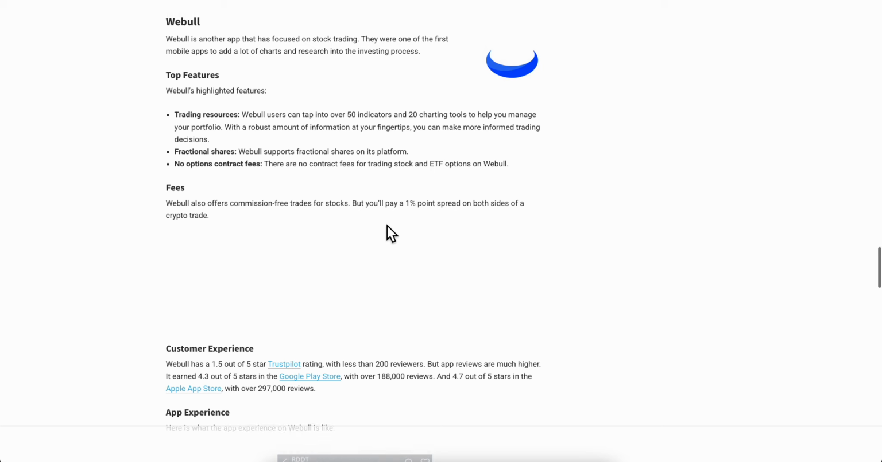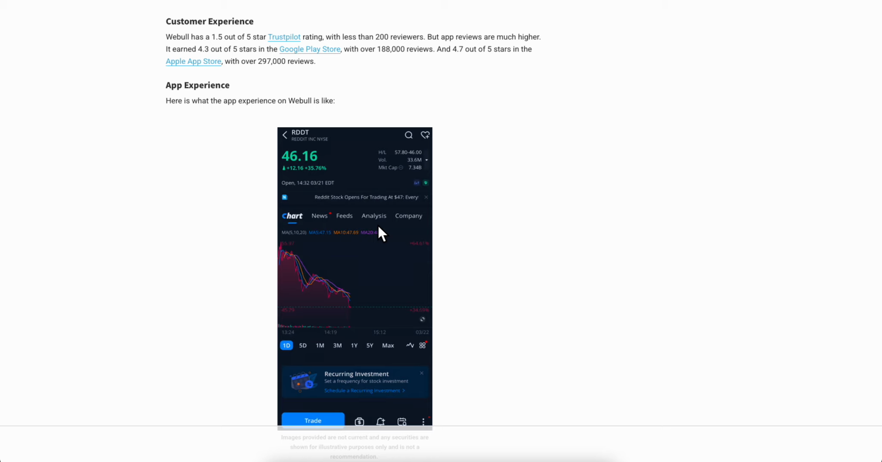Then we have Webull. Now, as you can see, Webull users can tap into over 50 indicators and 20 charting tools. They also offer fractional shares, and there are no contract fees for trading stocks and ETF options on Webull. Now, as you can see, they also offer free trades for stocks, but you'll pay a 1% spread on both sides of a crypto trade. And this is how the app looks.